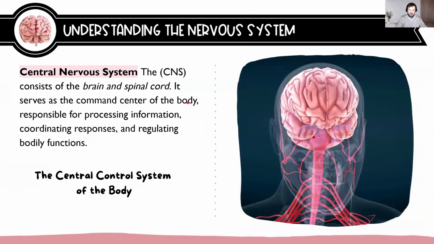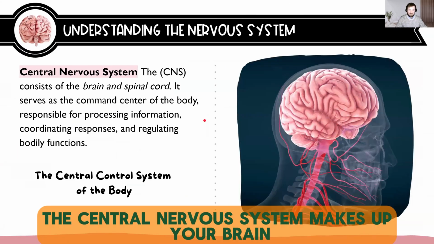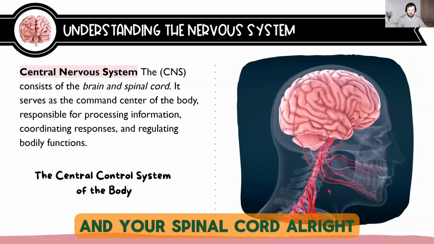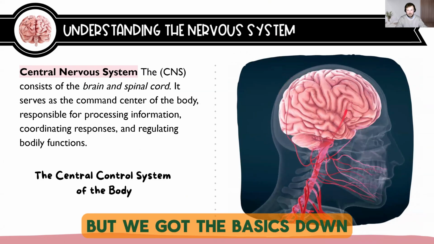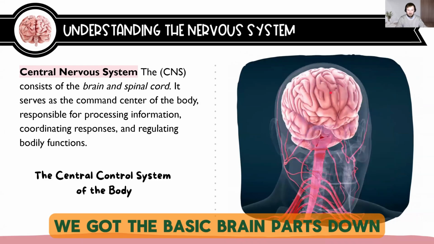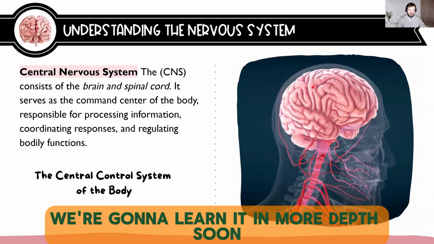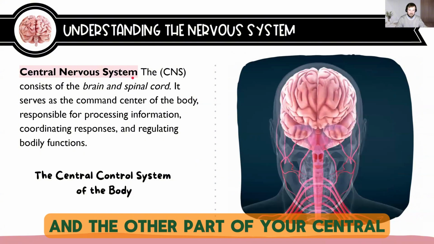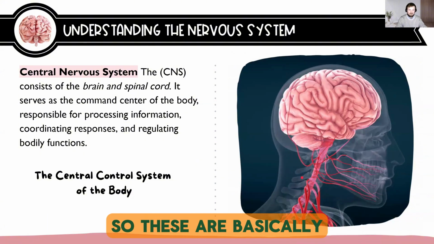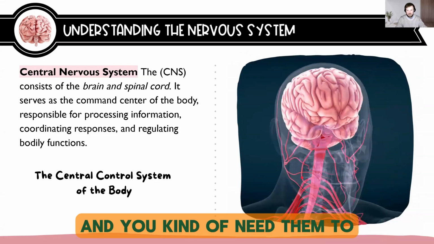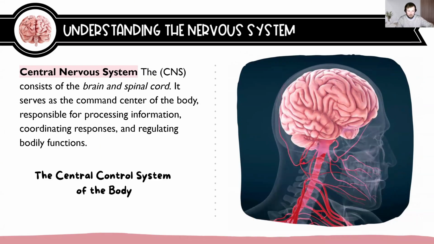Here we go. The central nervous system makes up your brain and your spinal cord. All right. So we've already learned a bit about the brain. We're going to learn more about the brain, but we got the basics down. We got the basic brain parts down. We're going to learn it in more depth soon. And the other part of your central nervous system is your spinal cord. So these are basically the most important parts of your nervous system, and you kind of need them to live.